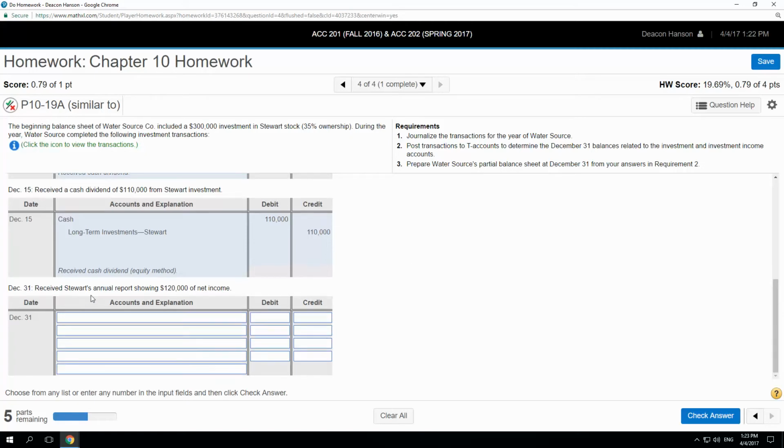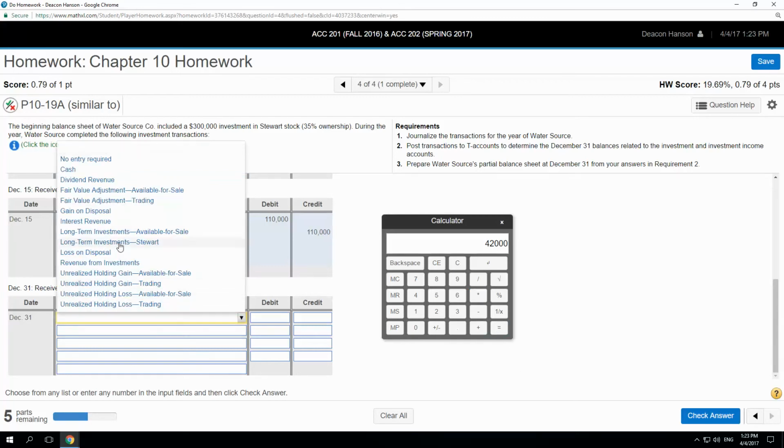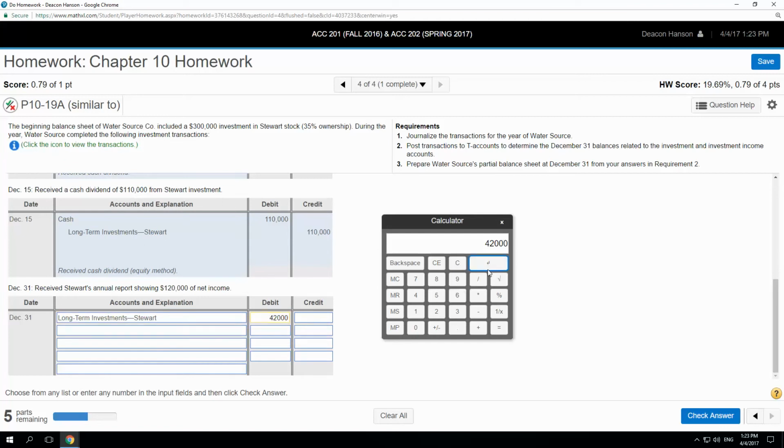Receive Stewart's annual report showing 120,000 of net income. Remember, we have a 35% ownership. So we take Stewart's net income, whatever it is, and we take our percentage of that. We own 35%, so we're going to take 35% times the 120,000 that Stewart is showing as net income. And we're going to add that to our investment in Stewart. So long-term investment Stewart, 42,000.